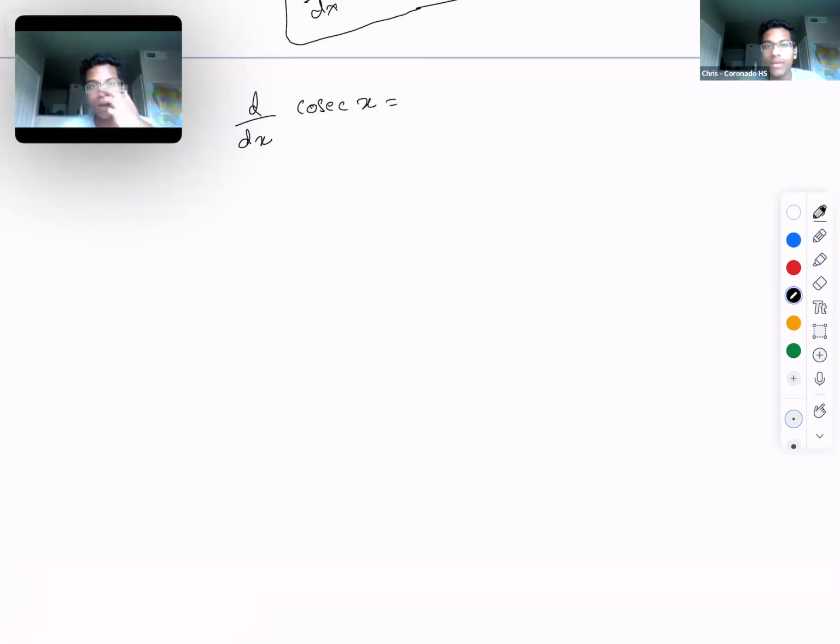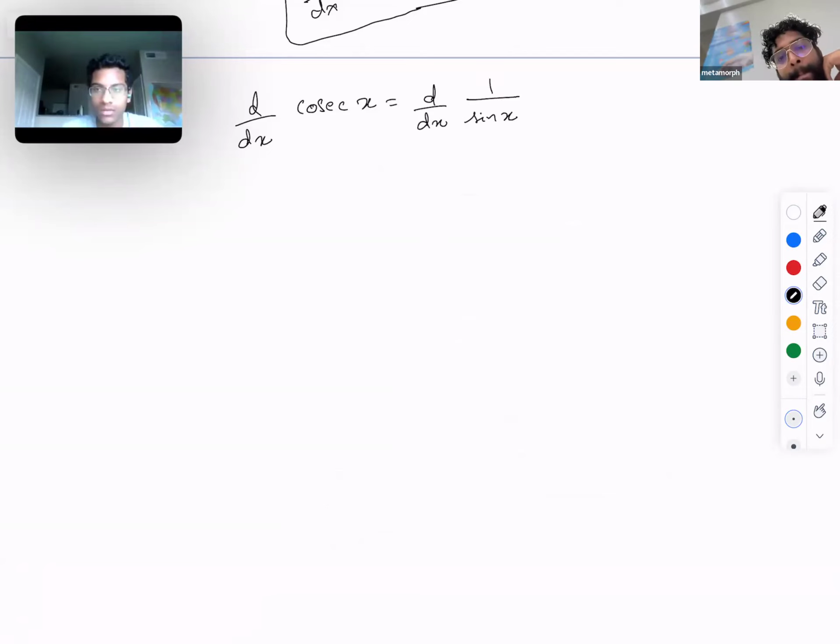So one by sine x. Divided 1 by sine x. Then from here, the quotient formula would be sin x times f1 prime, so it'll just be 0. I'll just write down here.